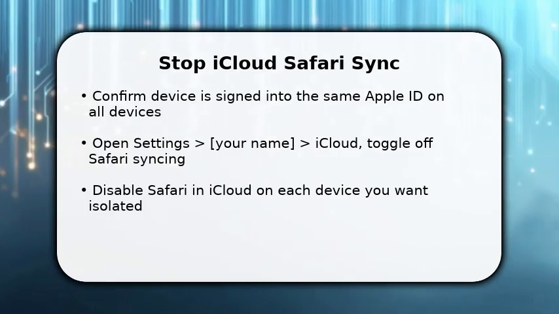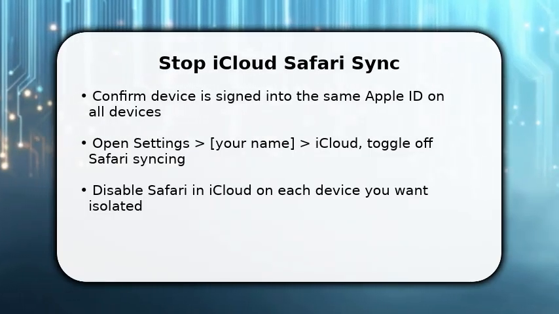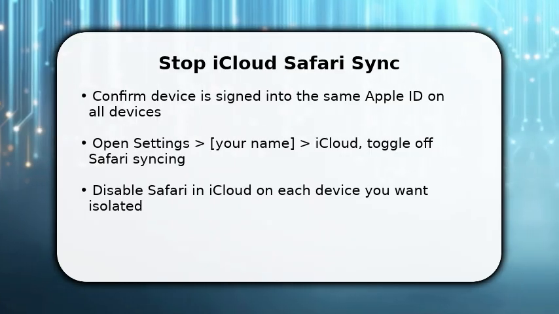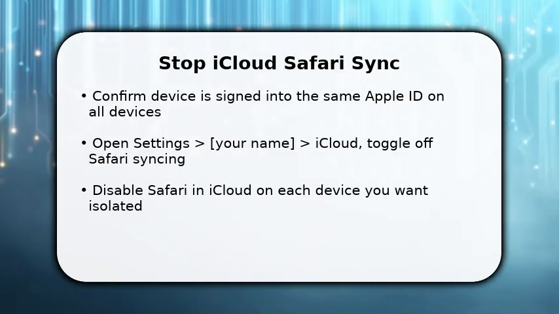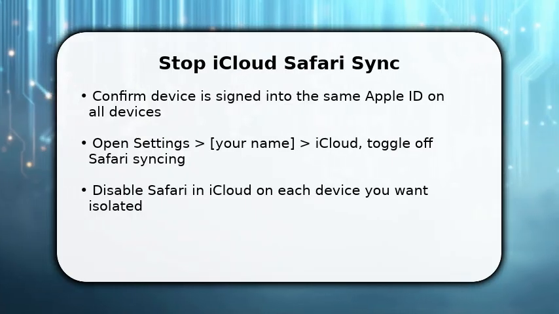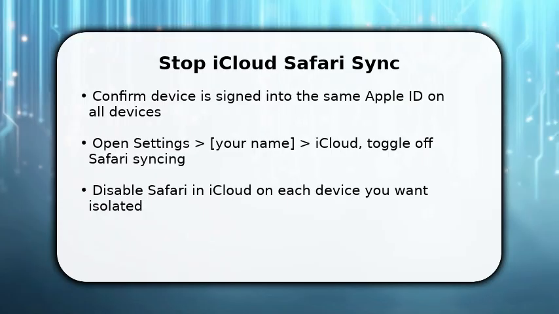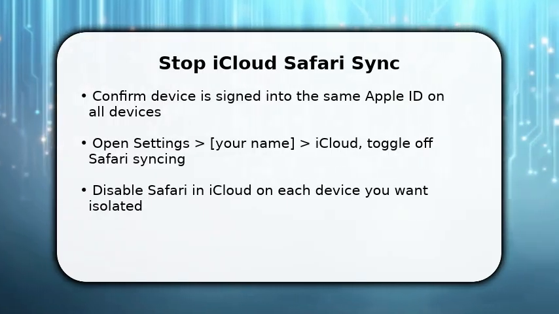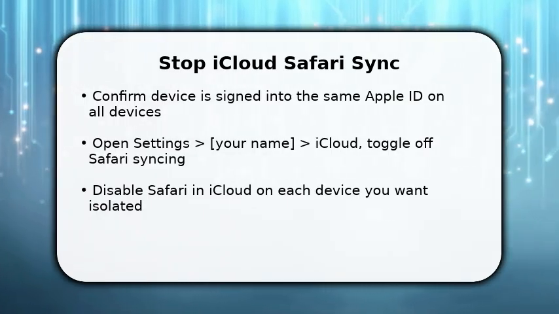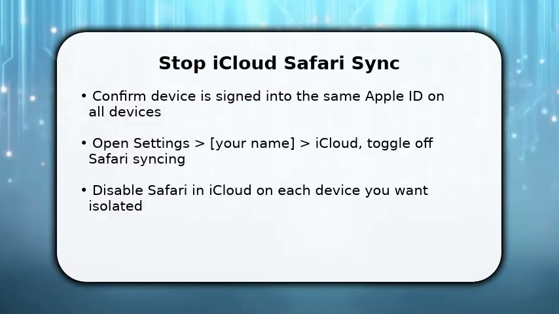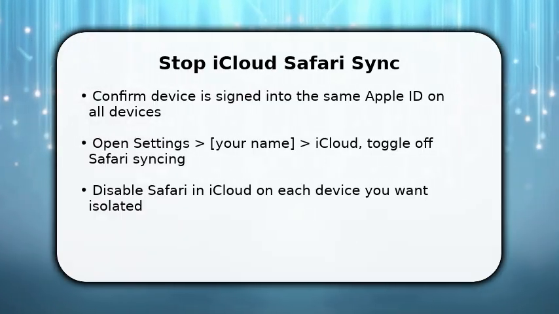You'll start by stopping Safari from syncing through iCloud. On your iPhone or iPad, open Settings, tap your name, then iCloud. Once there, find Safari and toggle it off. This severs the automatic history sharing. Do the same on your Mac via System Settings, Apple ID, iCloud, and uncheck Safari. Make sure you repeat this on every device that shares your Apple ID so history no longer replicates across them.